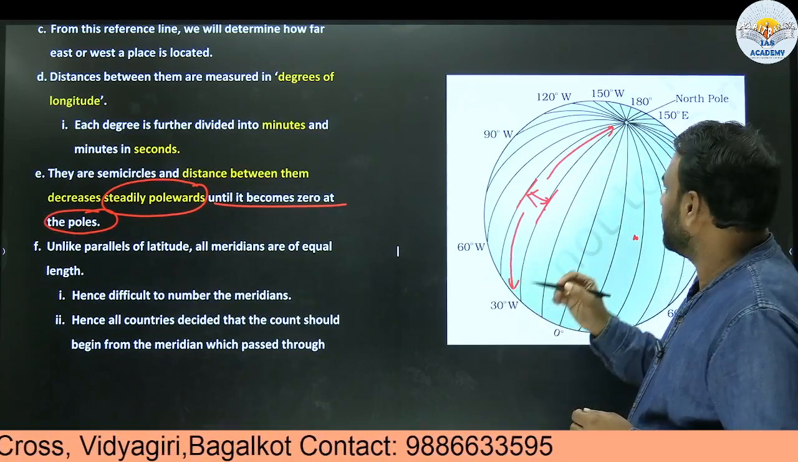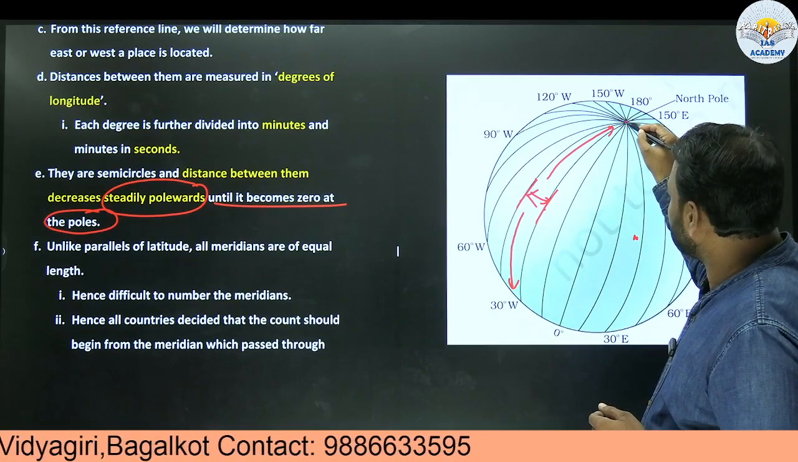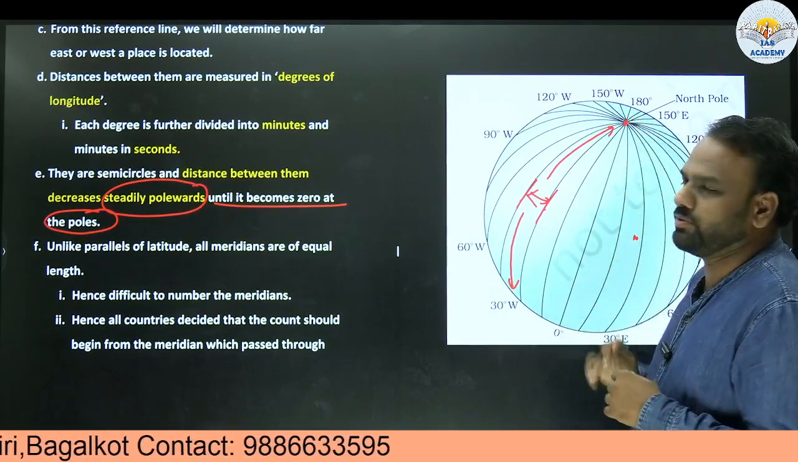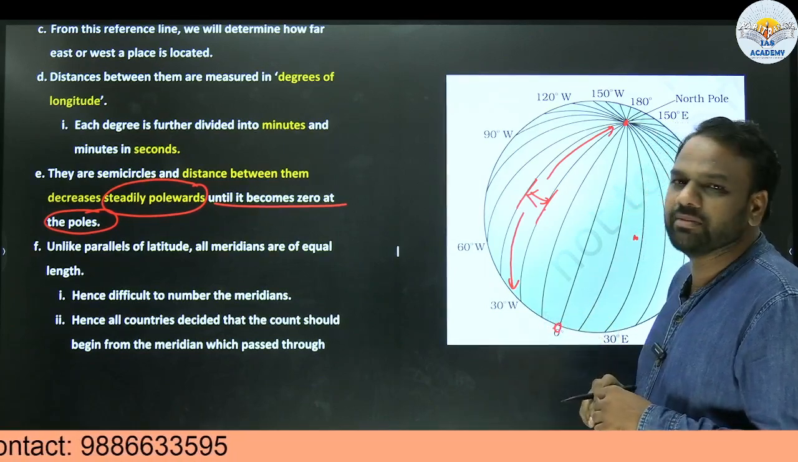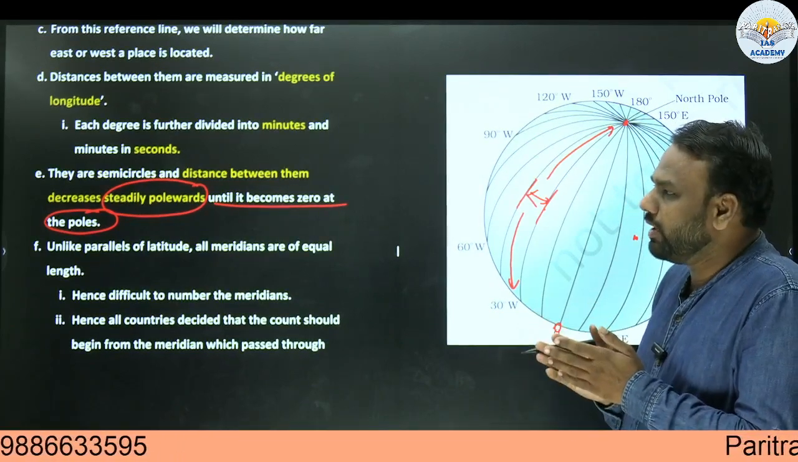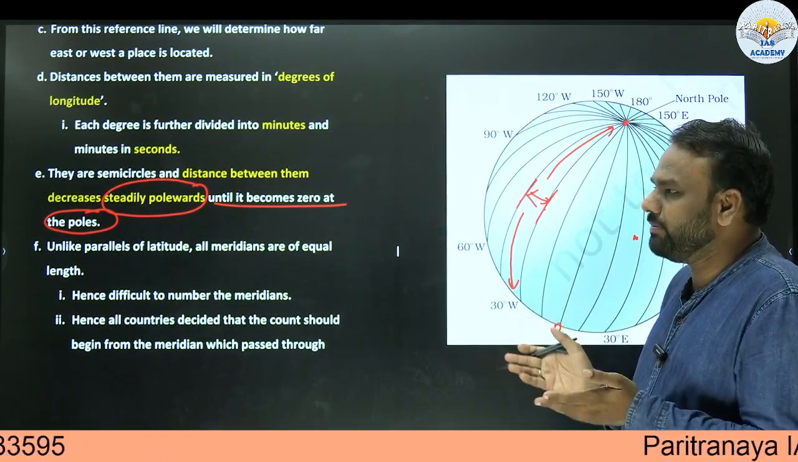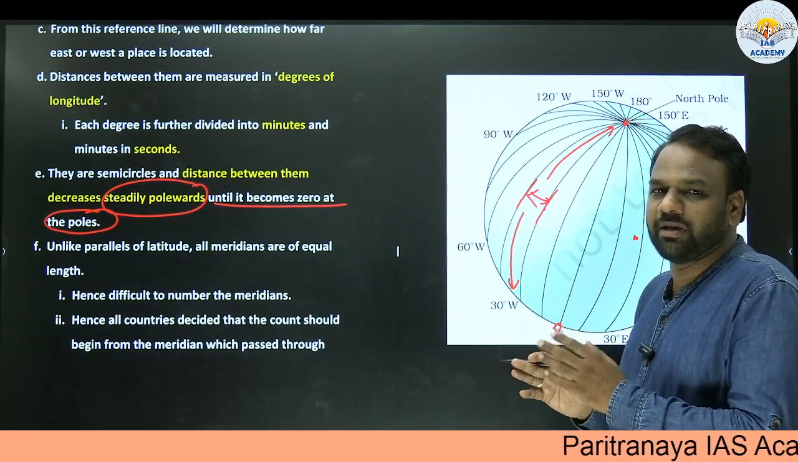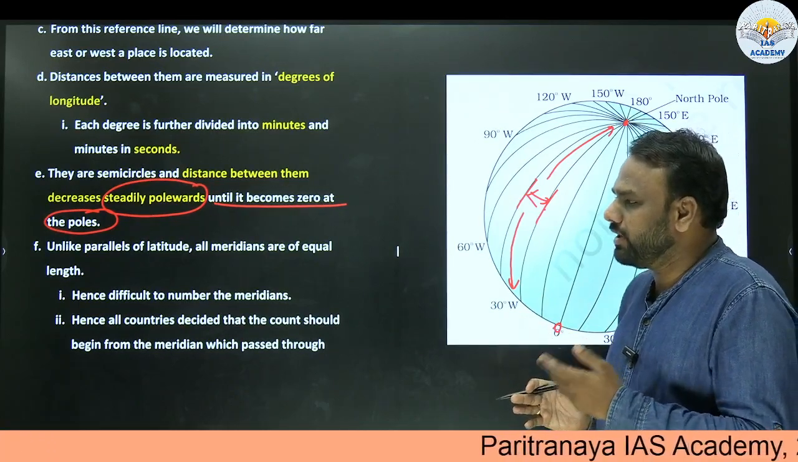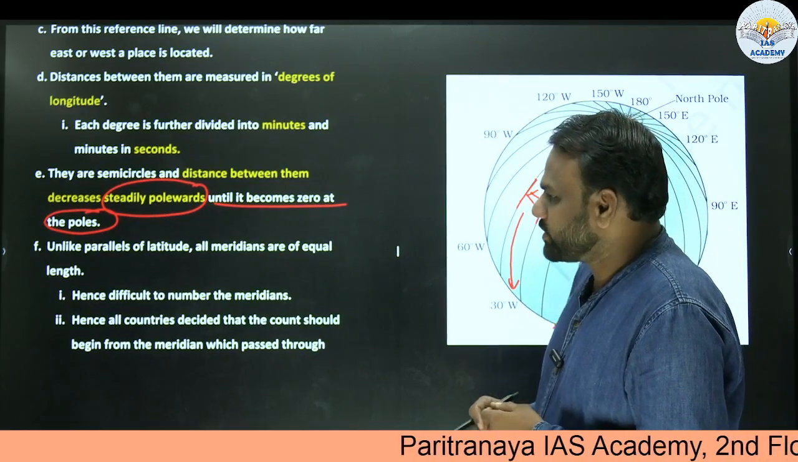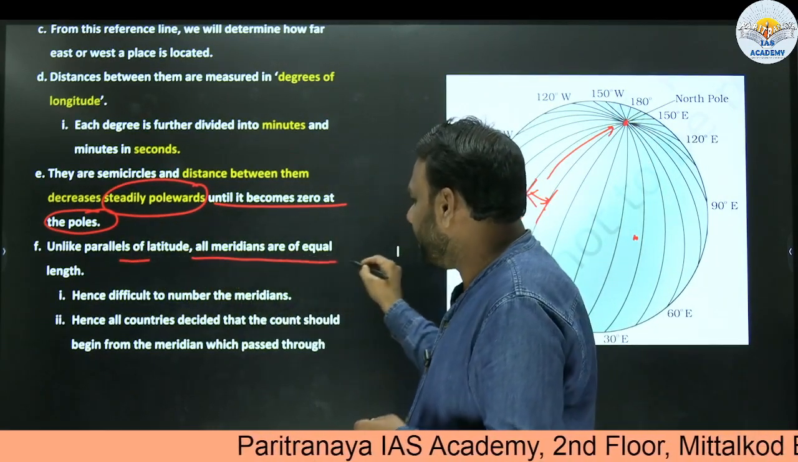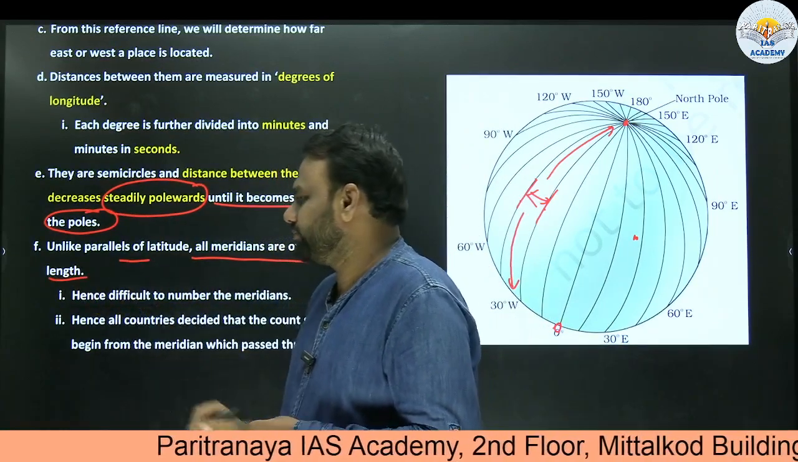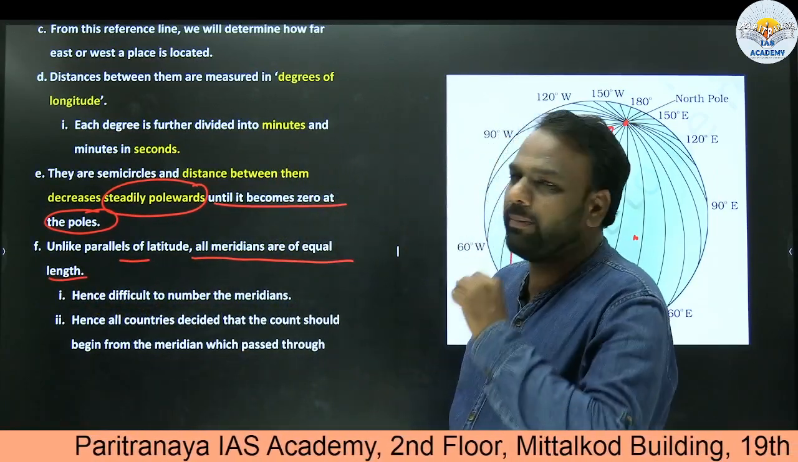It goes on decreasing. To what extent? At the North Pole, the distance becomes 0. Similarly, at the South Pole, the distance between two meridians of longitude becomes 0. Even this property is very important for us to understand. Here, unlike parallels of latitude, all meridians are of equal length. Hence, it is difficult to number the meridians.